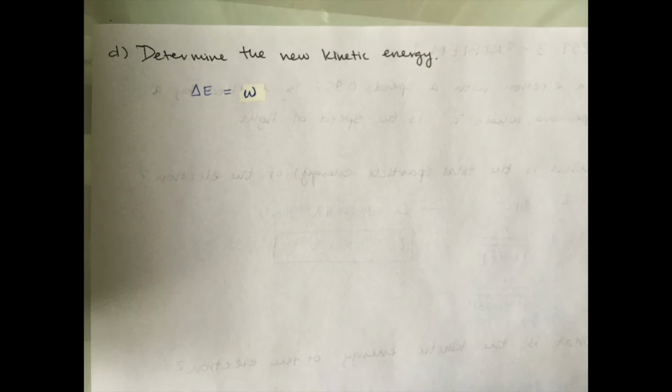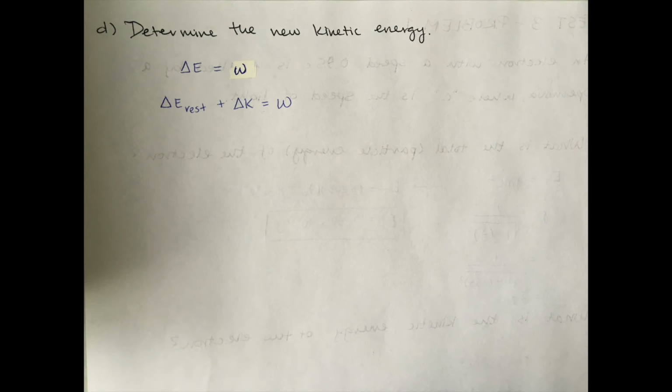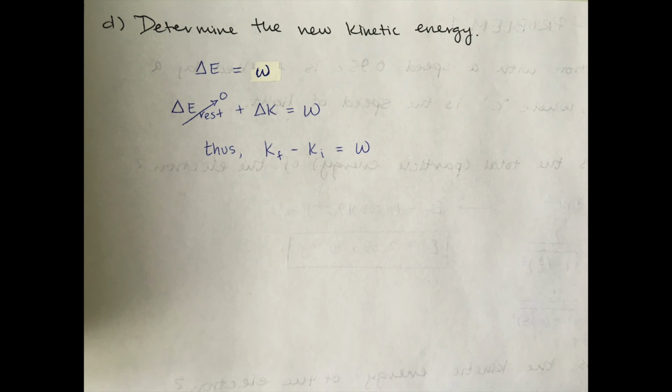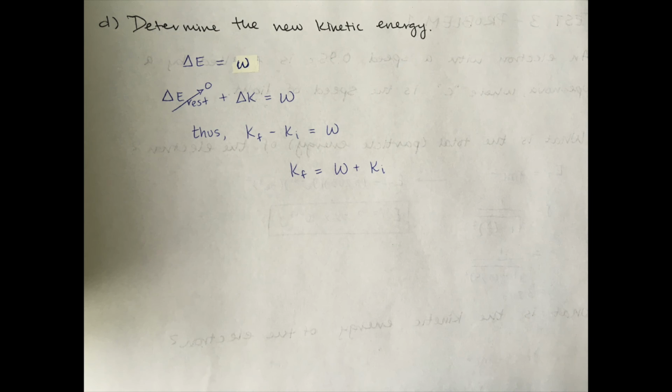For part D, determine the new kinetic energy. First, we know that change in energy is equal to work. Change in energy can be broken down into rest energy and kinetic energy. Given that at rest, velocity is equal to 0, we can just set change in kinetic energy equal to the work. This breaks down into the final kinetic energy minus the initial kinetic energy.